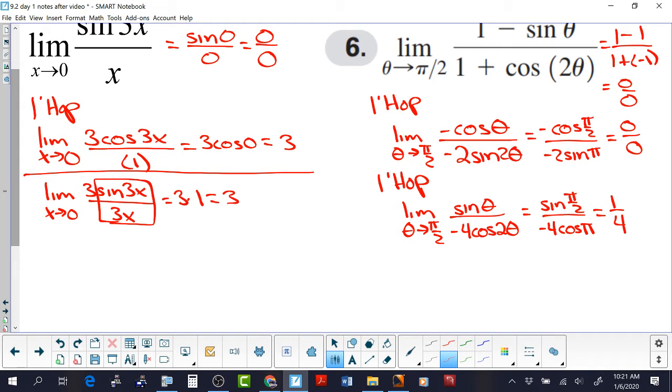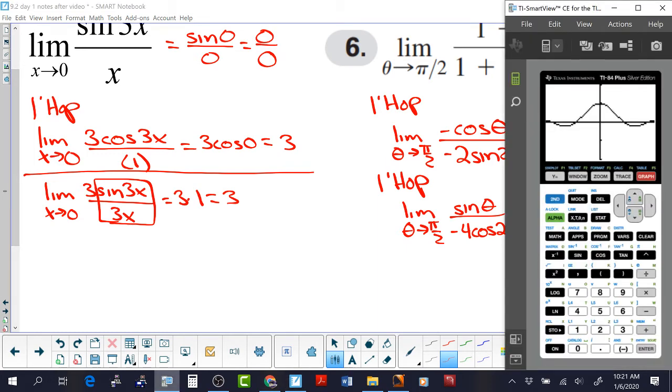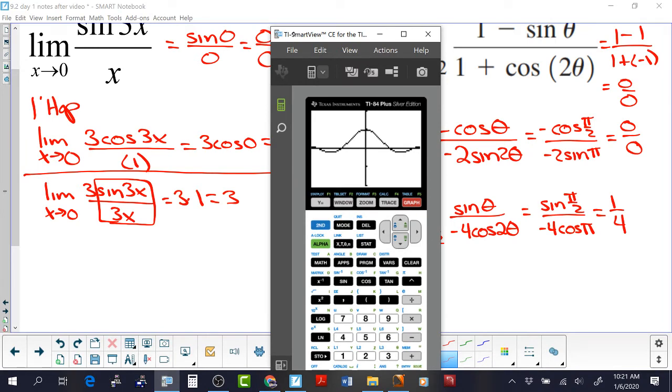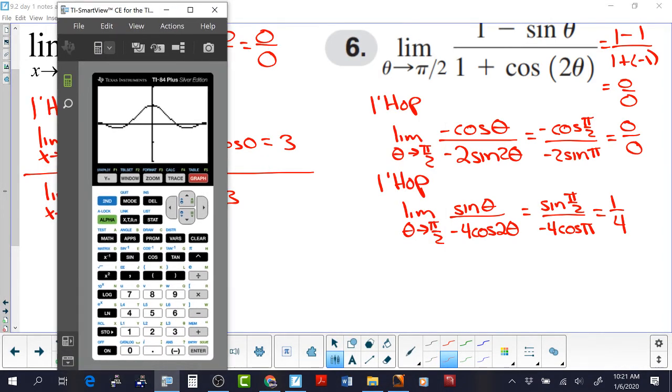Well, the book says use a graph to support your answer. We don't have to do that every time, and in your assignment, I don't require you to do this. But let's do it once. So 1 minus sine of x divided by 1 plus cosine of 2x.